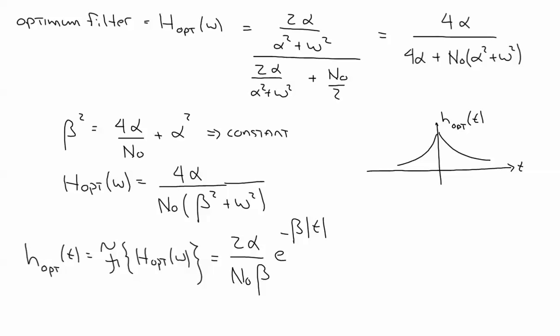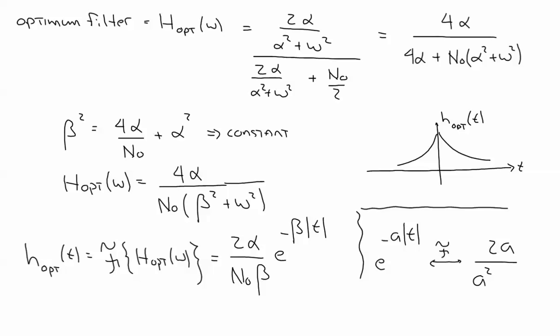Okay, and in case you're interested, the Fourier transform pair that I used was this: e to the minus a times the absolute value of t is related through Fourier transform to this function, 2a over a squared plus omega squared. Okay, that's that.